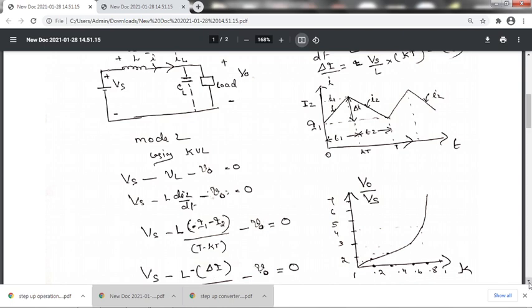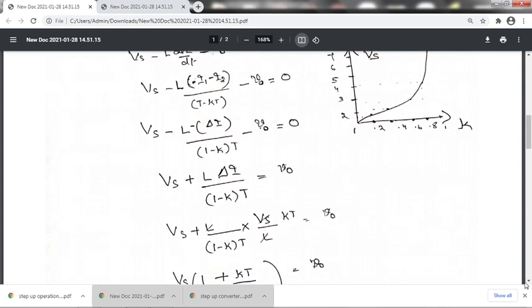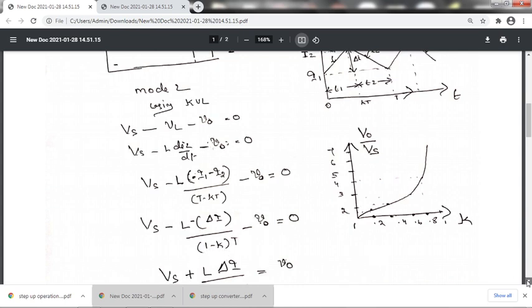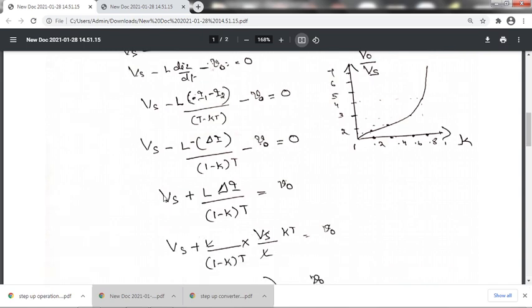If you rearrange this, what is dt here? Dt here is the time duration between T and kT. That's the reason dt is nothing but T minus kT. If you keep T outside, T(1 minus k). So Vs plus L delta I by (1 minus k)T is V0. So what is delta I?